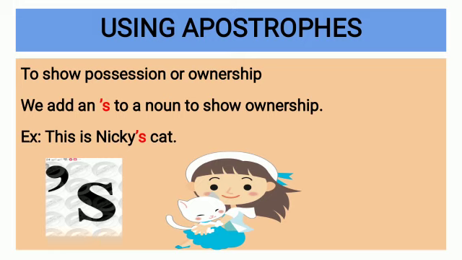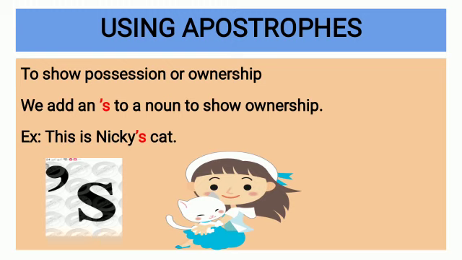Number 1. To show possession. Possession is nothing but ownership. If something belongs to someone, we say my brother's pencils, my sister's books, my mother's dresses. So, to show the ownership, if something belongs to someone, we use the apostrophe.